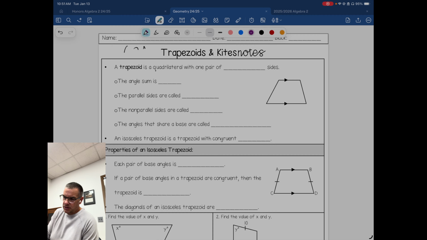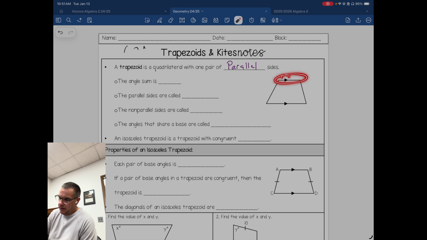So first and foremost, a trapezoid. By definition, a trapezoid is a quadrilateral with one pair of parallel sides. And you'll notice in our drawing right here that these two sides are our parallel sides. Remember, the triangles represent those things being parallel to each other. Remember, it's a quadrilateral. It has to have four sides. Two of the sides are going to be parallel to each other.